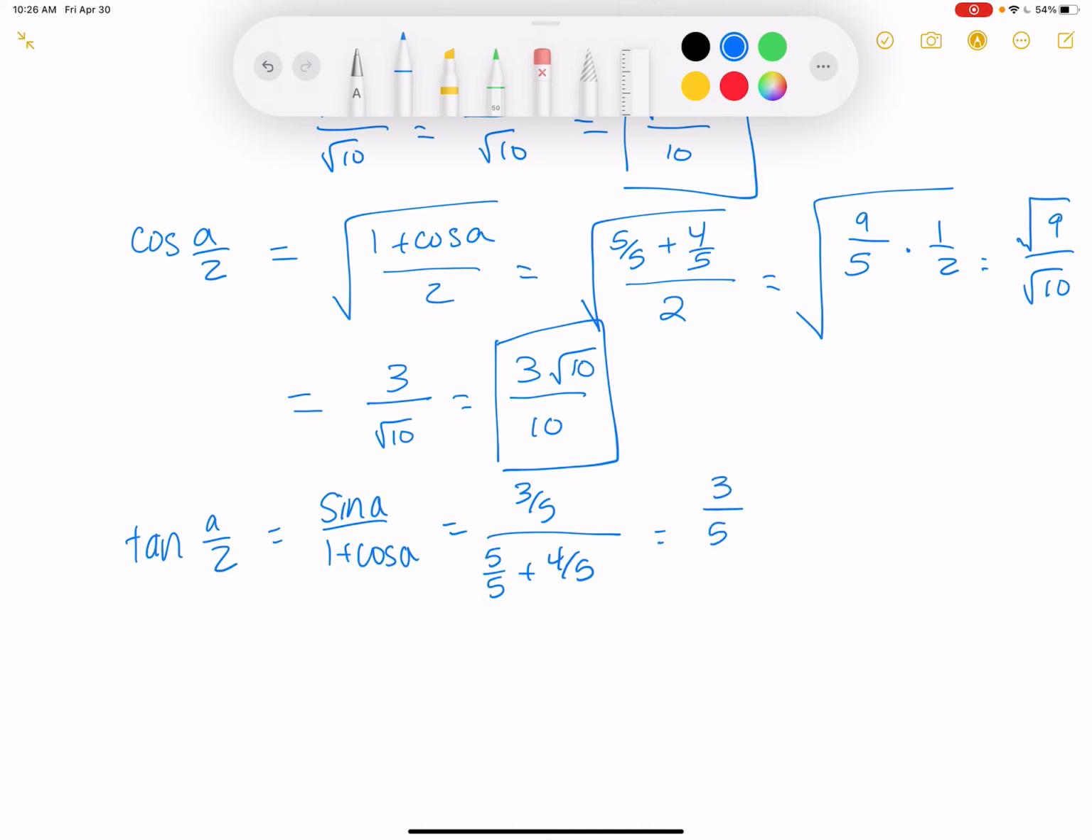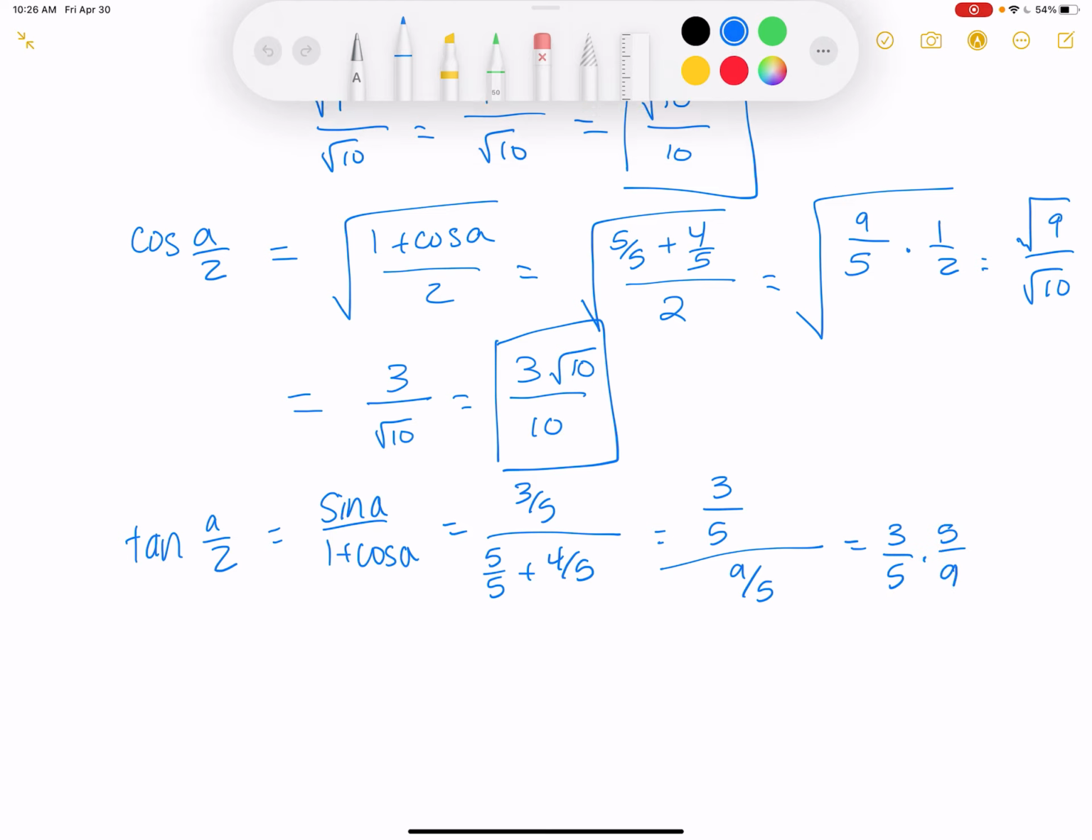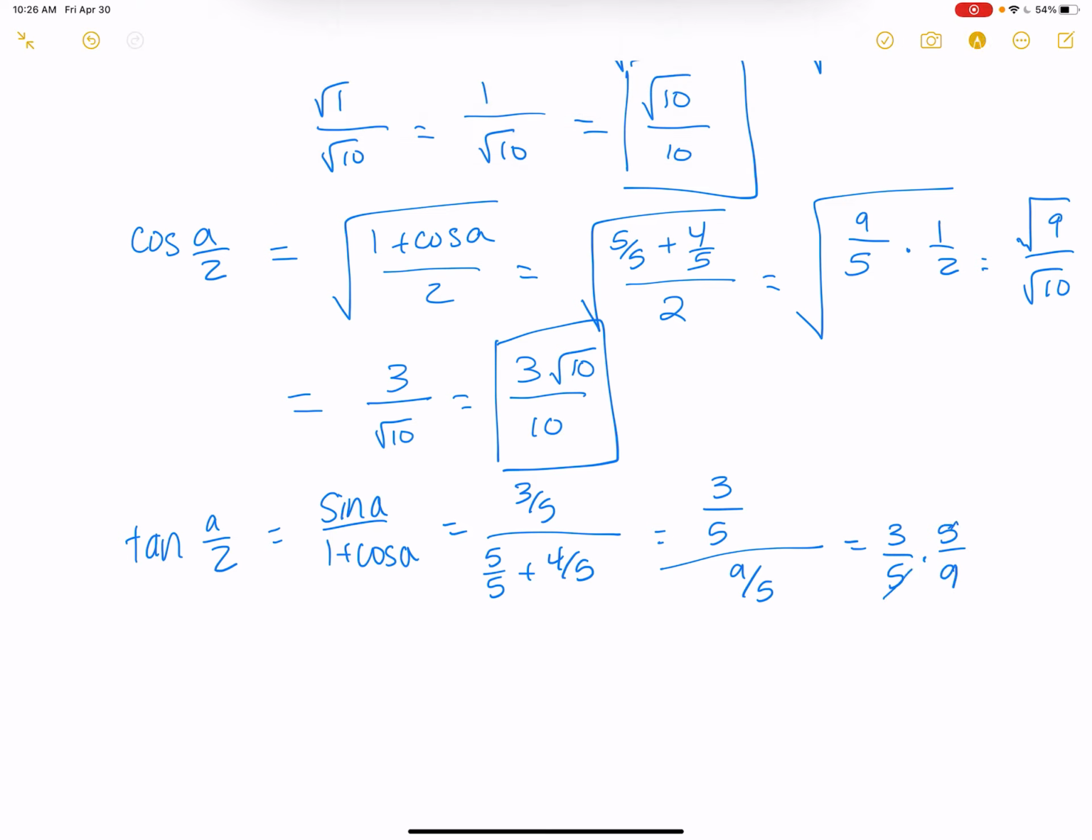3 over 5 divided by 9 over 5. Dividing by a fraction, so I do what? Multiply by the reciprocal. The 5's cancel, so I get 3 over 9, which is 1/3. Oh, so this, I thought I was gonna hate, but I don't hate it.